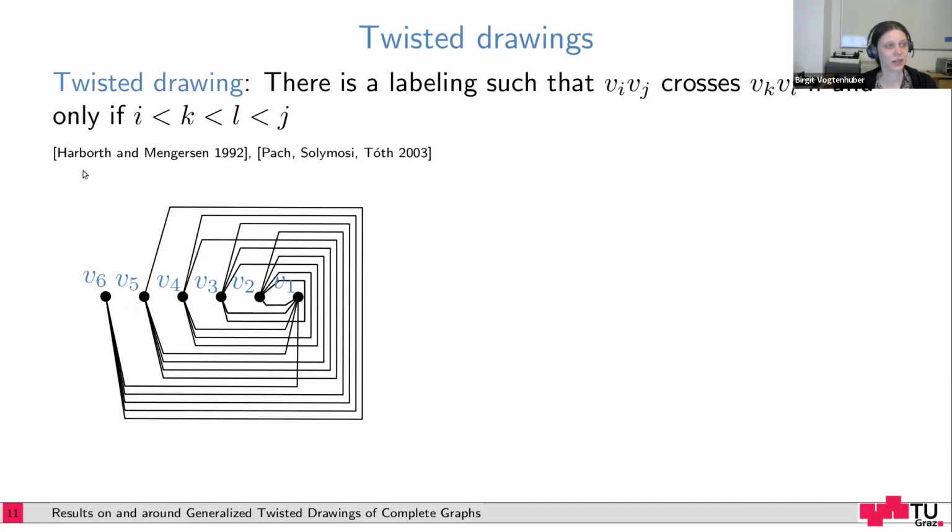These drawings have been introduced by Harborth and Mengersen for many reasons. Harborth showed that they only contain 2n-4 empty triangles, and they've been named twisted drawings by Bach, Solymosi, and Tóth. So this property, if we look at an edge in this drawing, so every edge here is a polygonal chain, that's also fine. Then it would be intersected by exactly these three edges because these three edges fulfill this special intersection property.